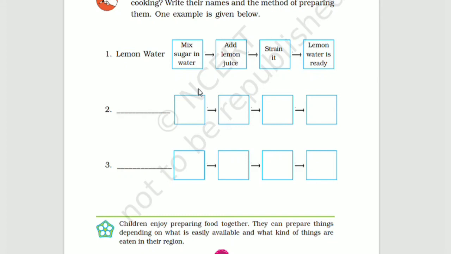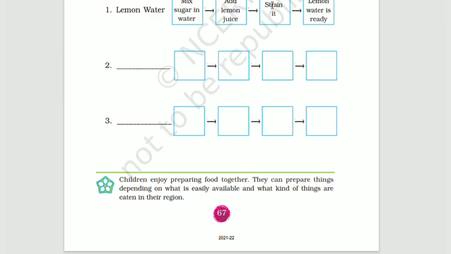In a similar way, write two more methods that are used in your house. That is, in your house we use some methods to prepare food. You have to write here. Under the lemon water, you may be writing how to prepare chutney, how to prepare rice, etc. That's all about this chapter.